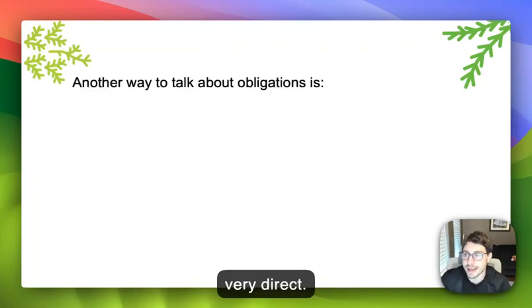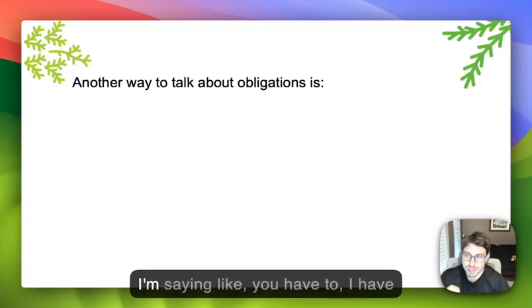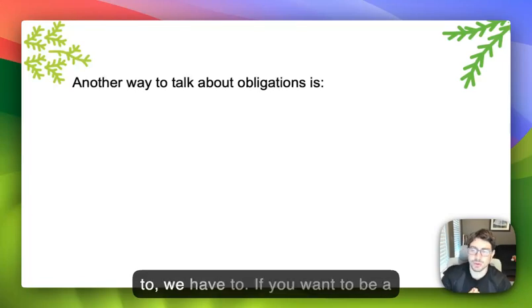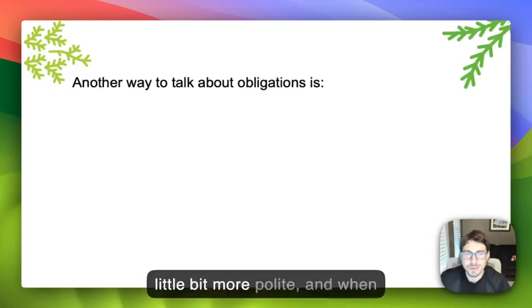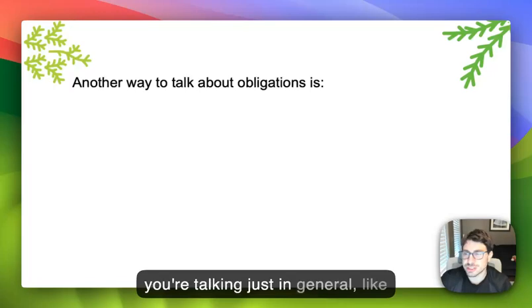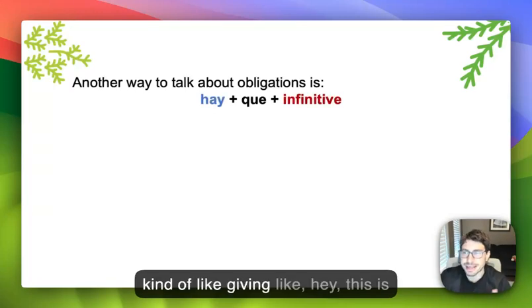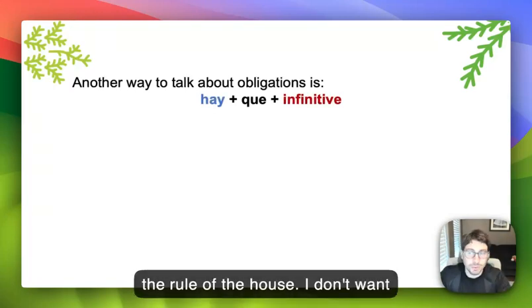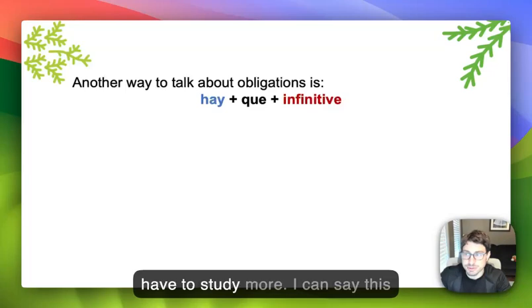I'm using the construction tener que. It's very direct. So I'm saying like you have to, I have to, we have to. If you want to be a little bit more polite and when you're talking just in general, like giving the rule of the house, I don't want to point out one student, you have to study more.